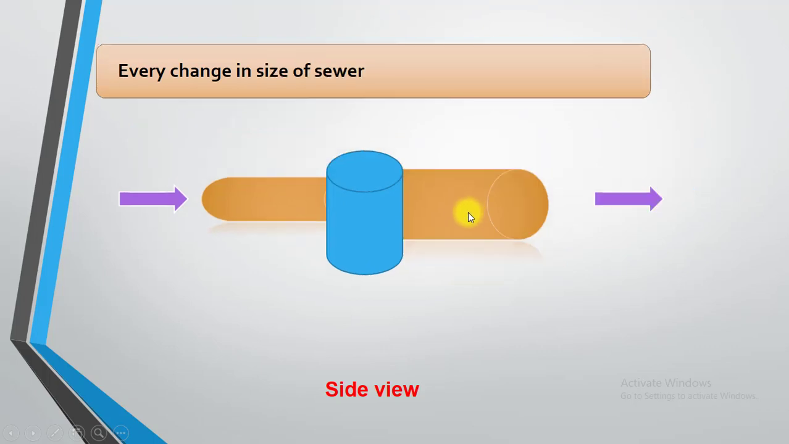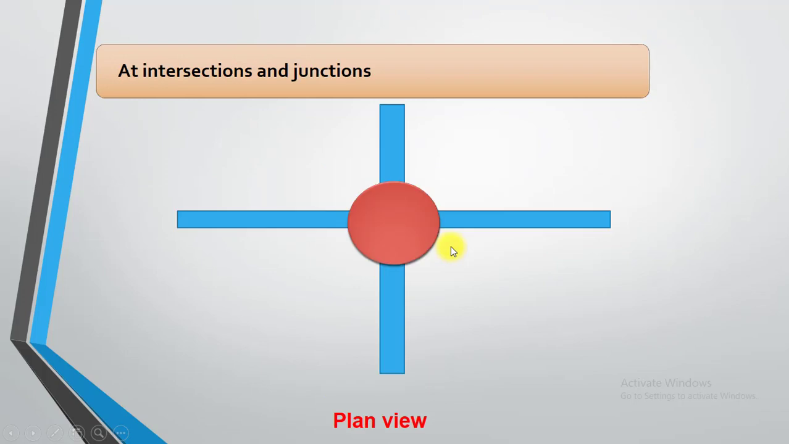Also, at every change in the size of the sewer, we must place a manhole, as you can see here in this side view. So from small diameter to larger diameter, or vice versa, from larger diameter to smaller diameter, also the same. But normally it is from smaller to larger. This is the normal case. So we must place a manhole in that case.